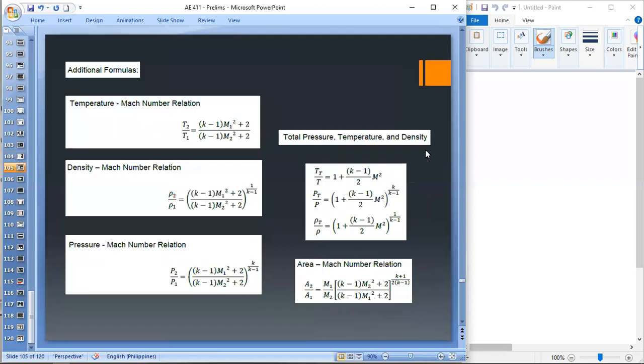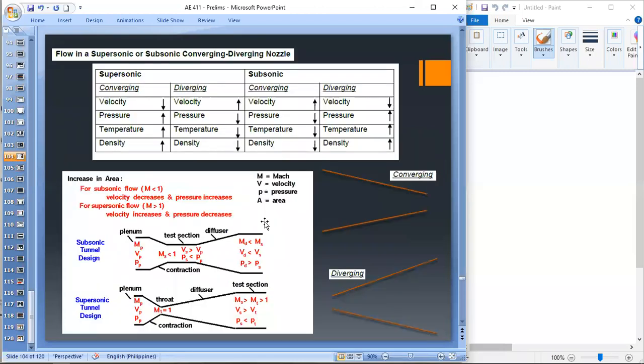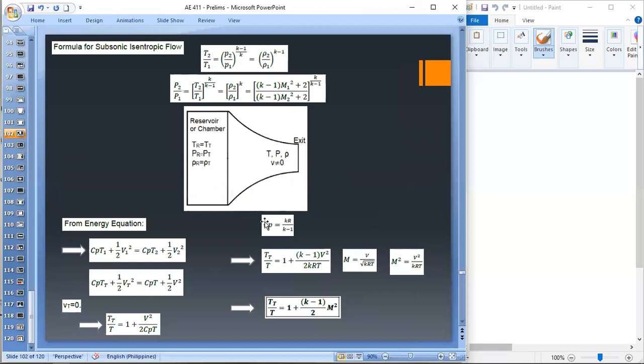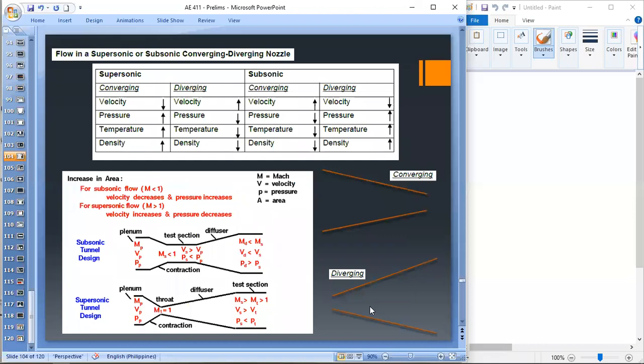wind tunnel. So we have additional formulas ng temperature Mach number relation, same lang din dun sa kanina, which is temperature 2 over temperature 1 is equals to (K minus 1) M1 squared plus 2 over (K minus 1) M2 squared plus 2. So i-equate mo lang yung dalawang temperature dito sa isentropic flow natin, para nag-substitute ka lang. Since nakita natin, yung total temperature over your temperature is equals to 1 plus (K minus 1) over 2 M squared, i-equate mo lang siya. So, same lang yan dito, kung paano siya na-equate.